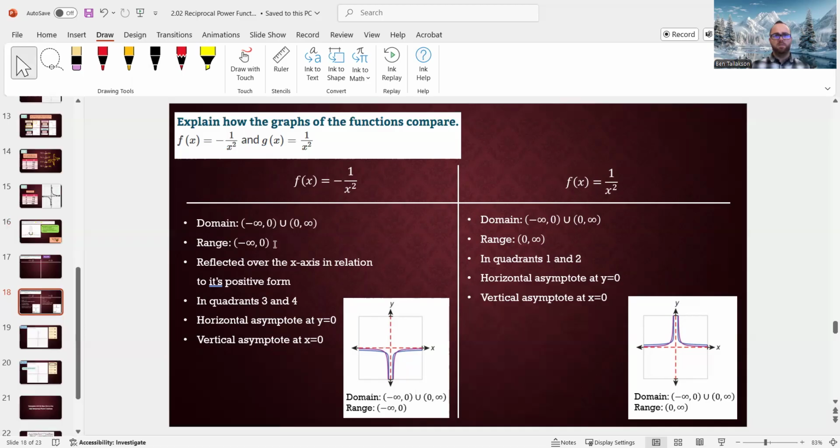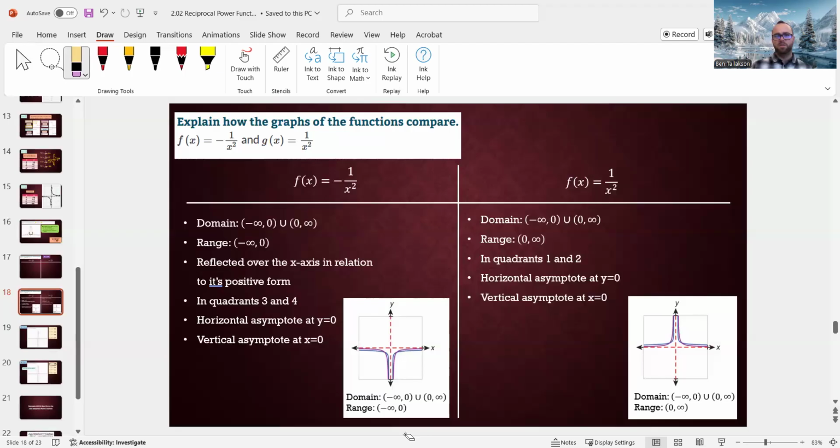the range, I'm saying it's reflected over the x-axis in relation to its positive form. So notice it's negative, right? So the positive form was like this. But the mirror on the x-axis flipped everything upside down. Okay, it's a reflection over the x-axis. These graph lines are in quadrants 3 and 4. We see a horizontal asymptote at y equals 0, just like before, and a vertical asymptote at x equals 0.